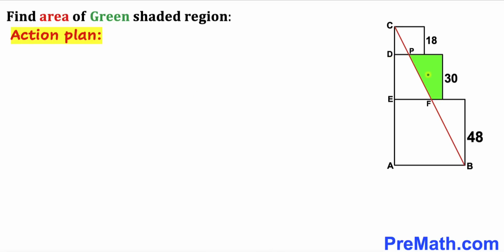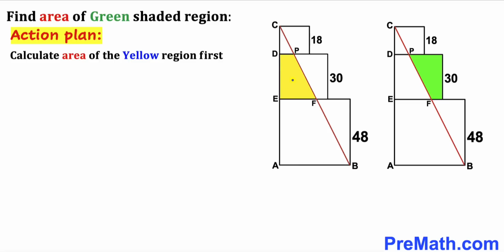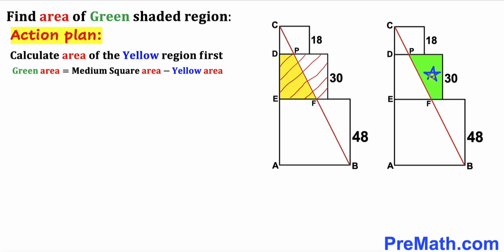Instead of calculating the area of this green shaded region, we are going to calculate the area of this yellow shaded region first. And once we have found out the area of this yellow region, we are going to subtract it from the area of this medium square region to get this green shaded region area. As stated in this given equation, the area of the green region is going to be equal to the medium square area minus the area of the yellow region.